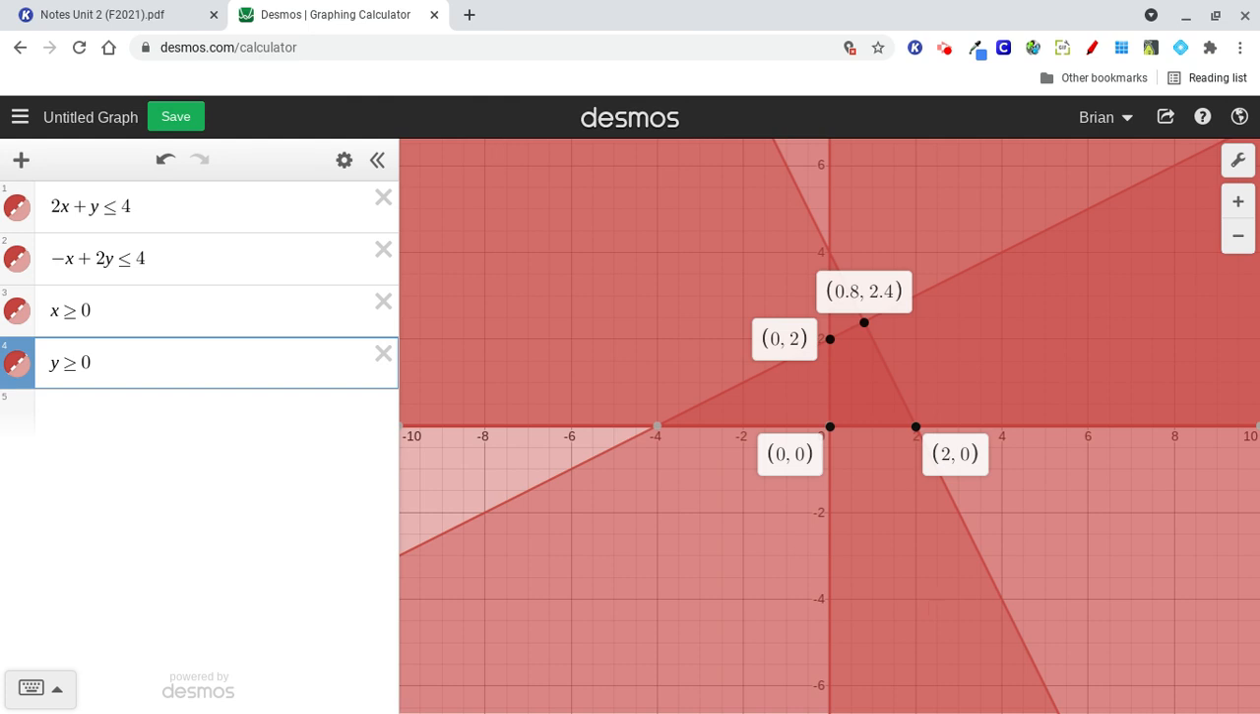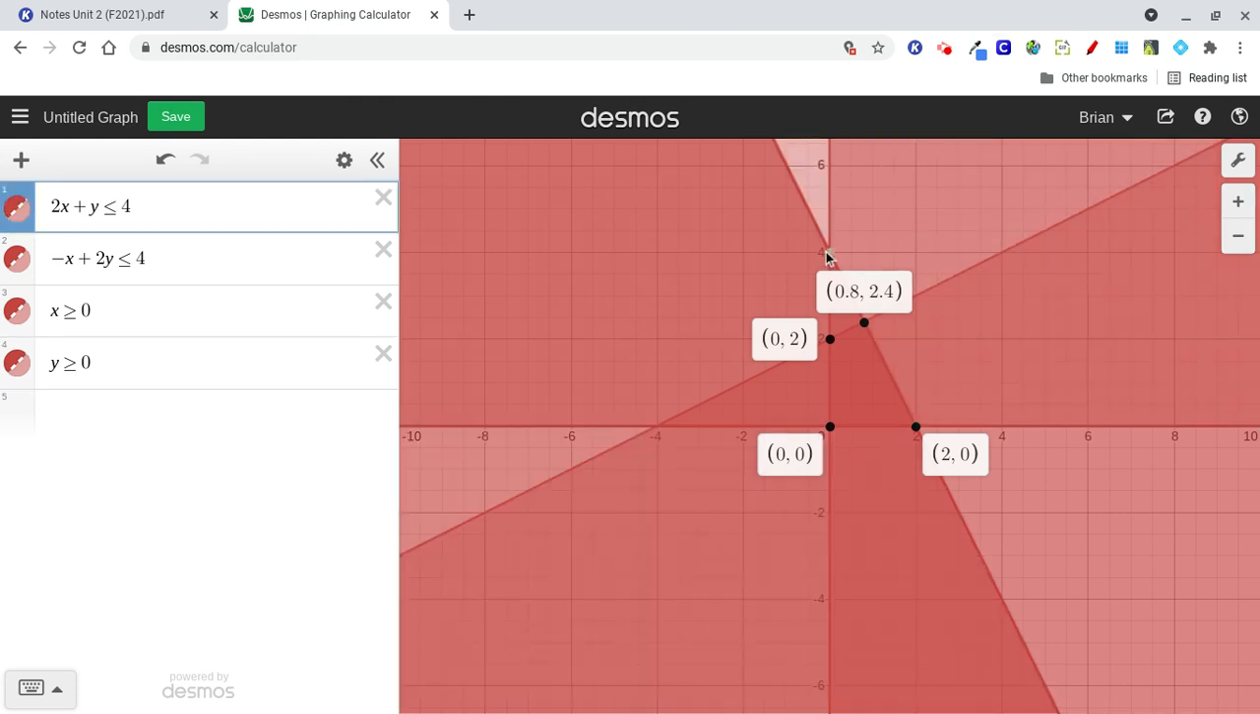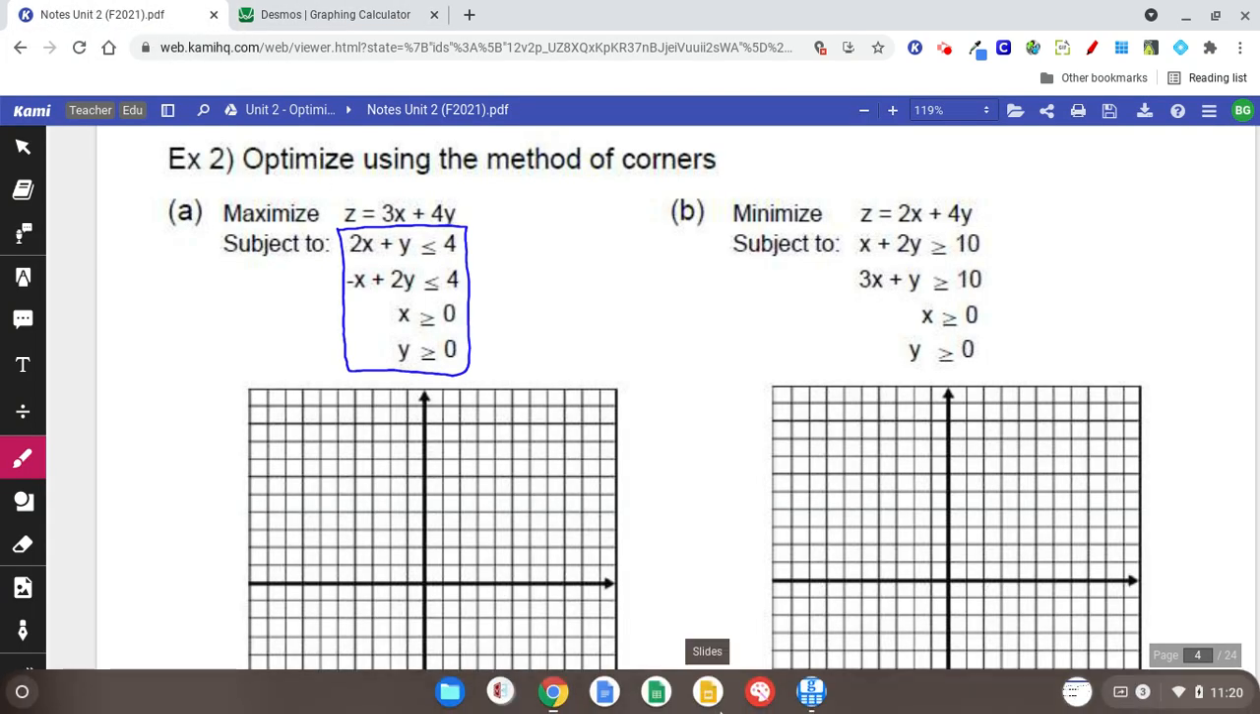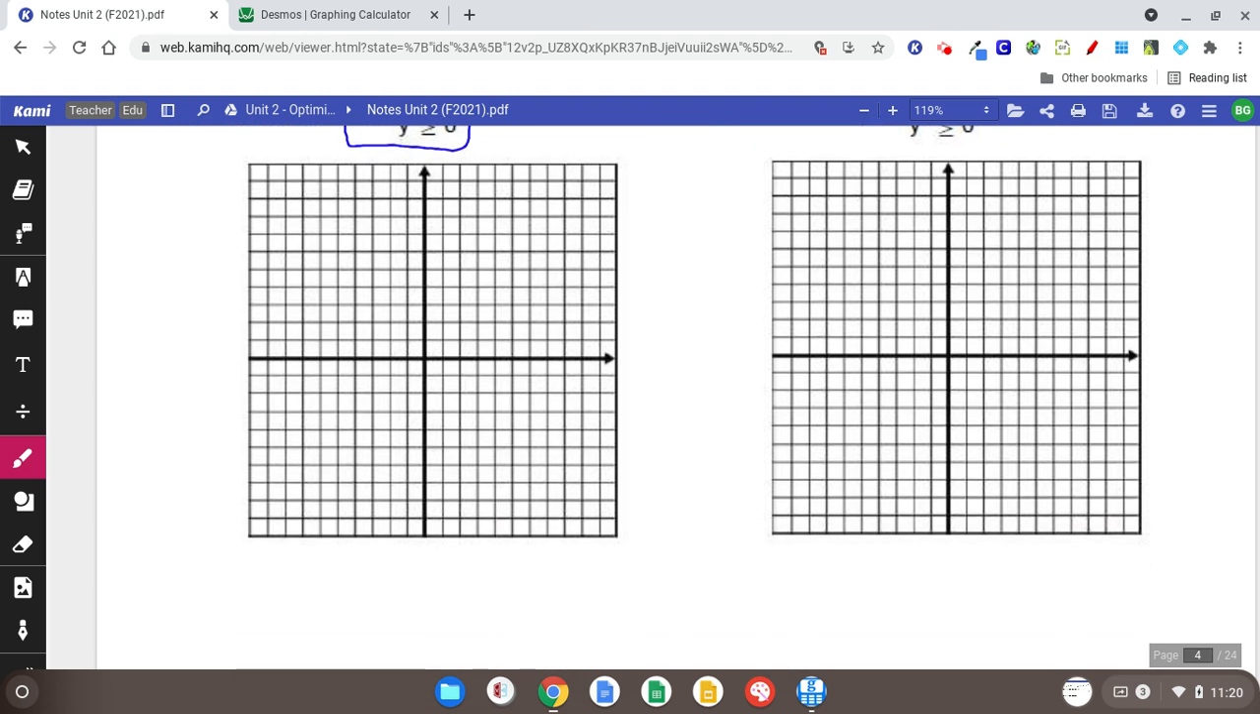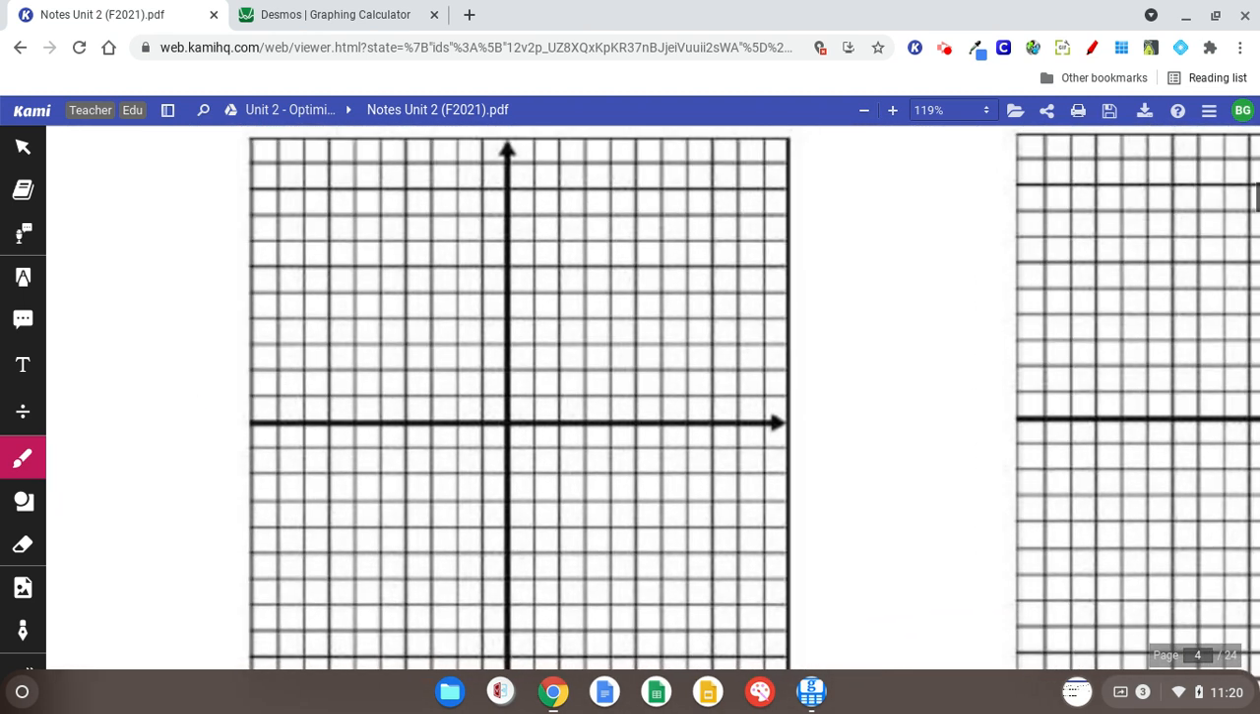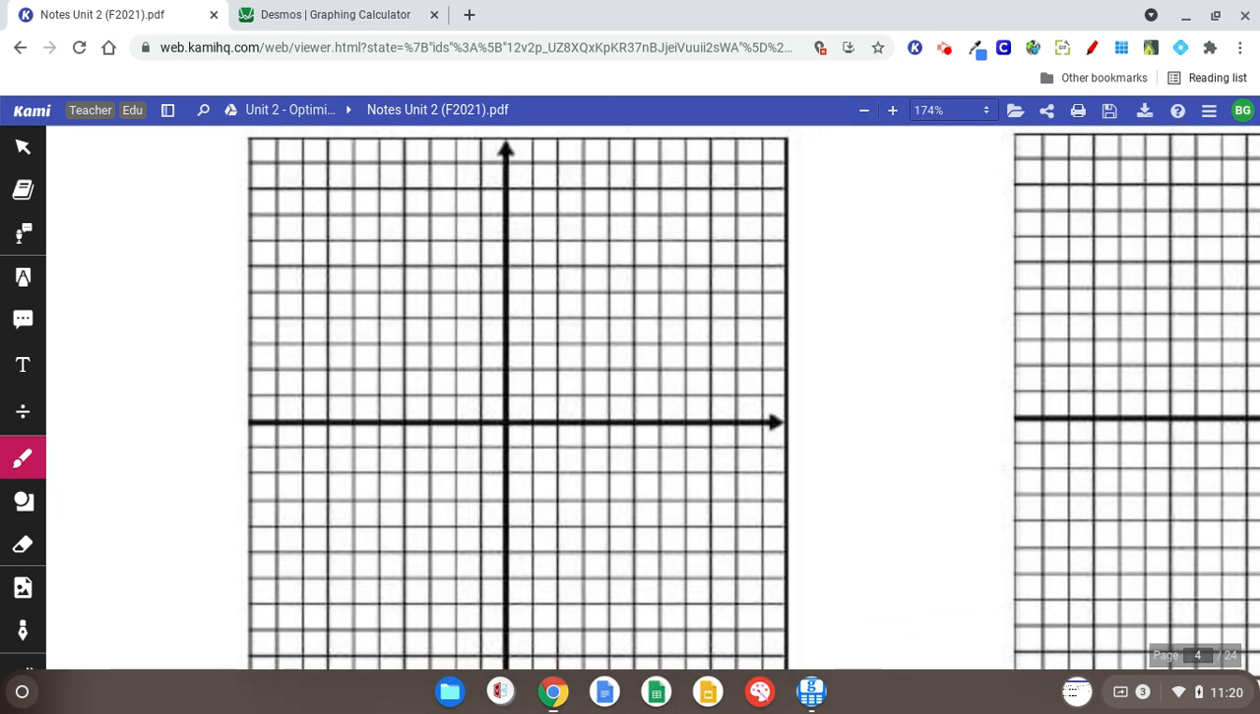So let's kind of sketch this. We've got 0, 2, 0, 0. All right, let's see. This one goes from 4 to 2. That's not a super important point, but that's how I would graph it. This graph is super small. So one of those goes from like 4 to 2.